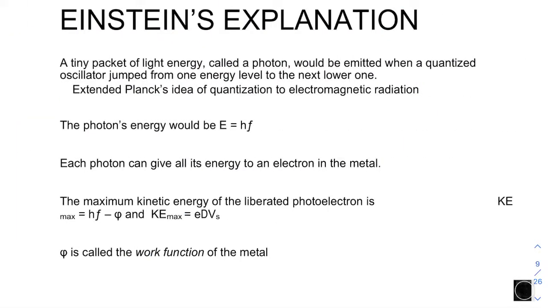Right, let's proceed. Einstein's explanation of the phenomenon of the photoelectric effect. Einstein explained that a tiny packet of light energy called a photon would be emitted when a quantized oscillator jumps from one energy level to the next lower one. He extended Planck's idea of quantization to electromagnetic radiation. So the photon's energy would be E equivalent to hf. Each photon can give all its energy to an electron in the metal. So this is a reaction of one to one: one photon gives out all its energy to one electron.